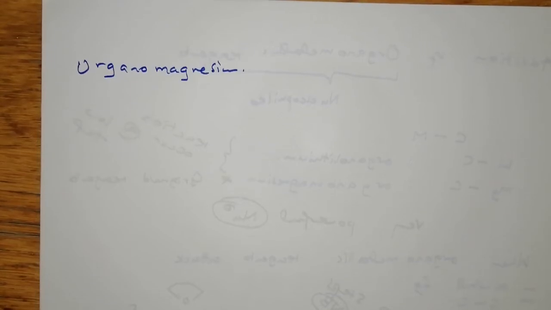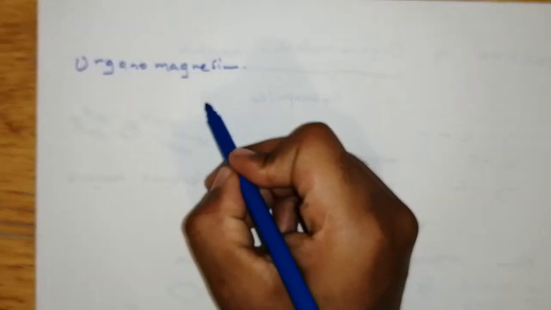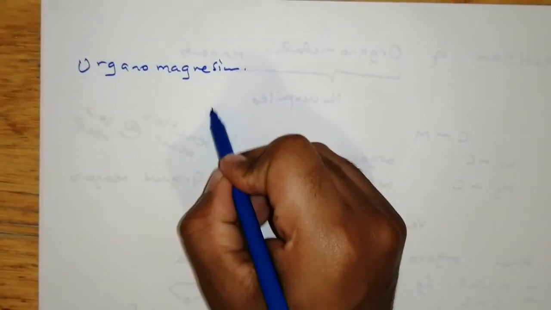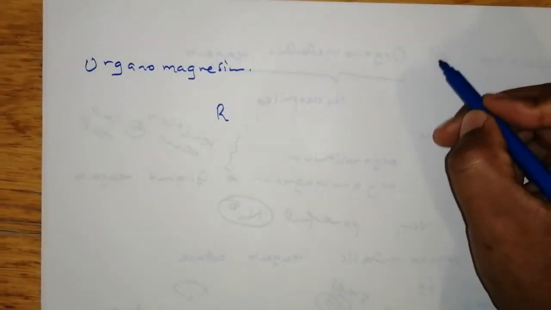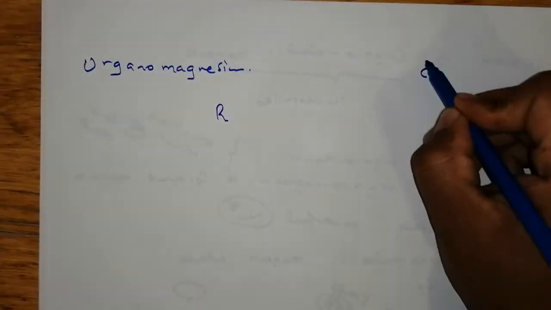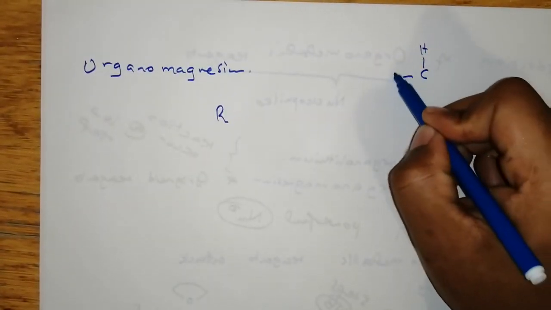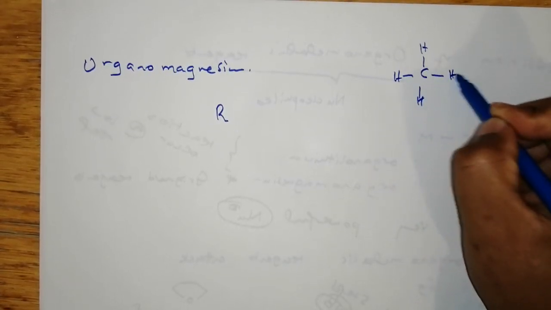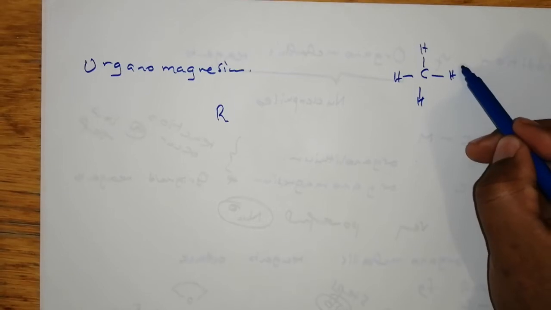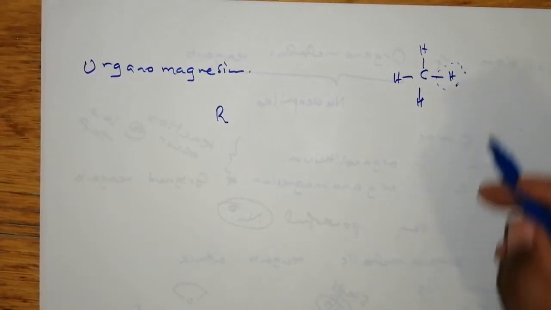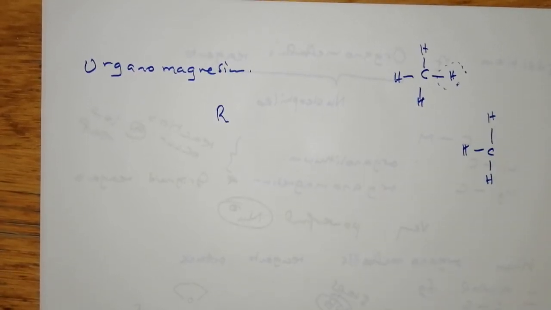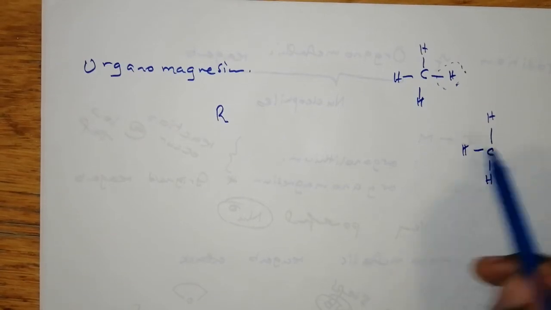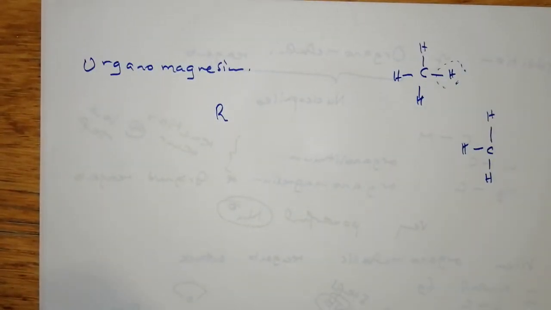Okay, so organomagnesium reagents, guys, we can write them like this. This R is an alkyl group, right? For example, let me just write this. This is methane. If we deprive this methane of one of its hydrogens, we're going to have methyl, right? So this is what we mean when we say alkyl group. We're going to have methyl.